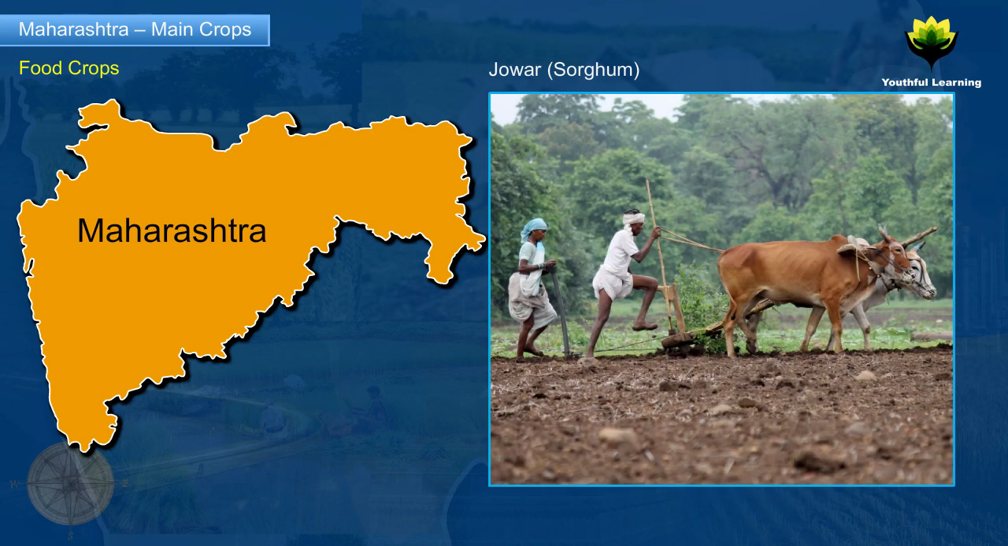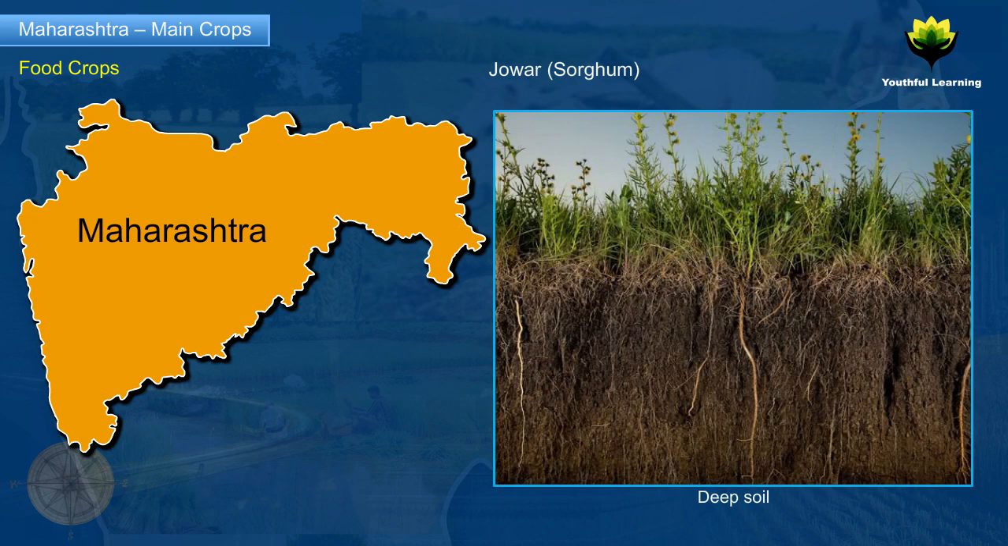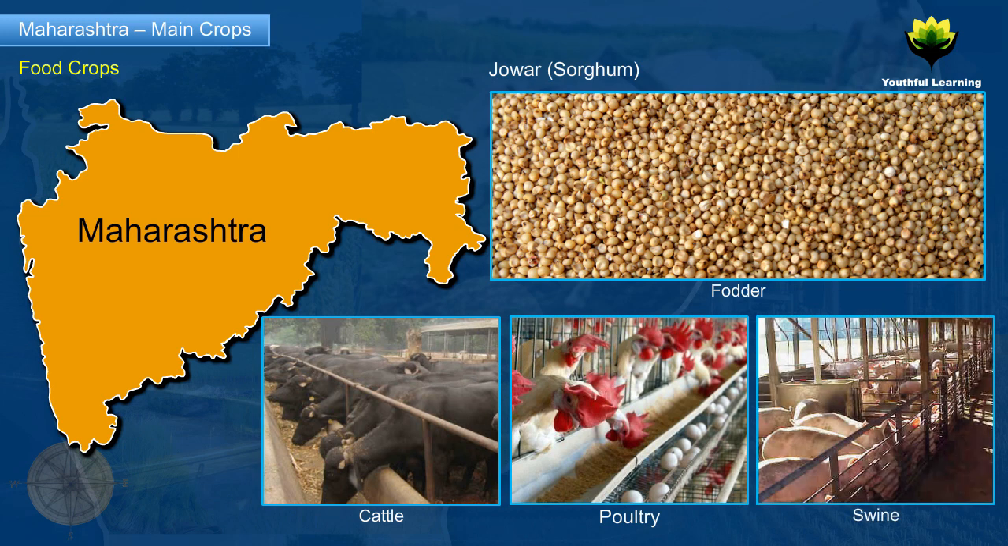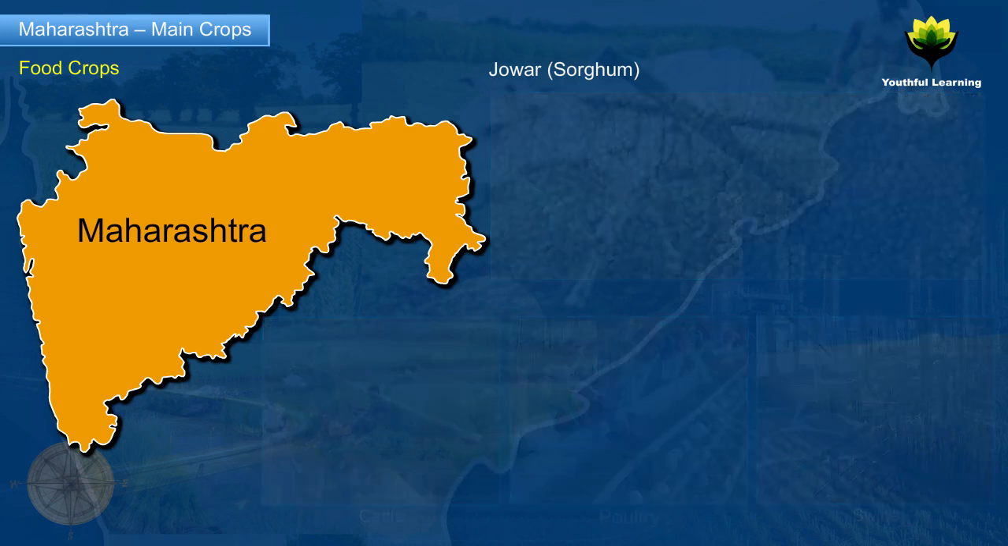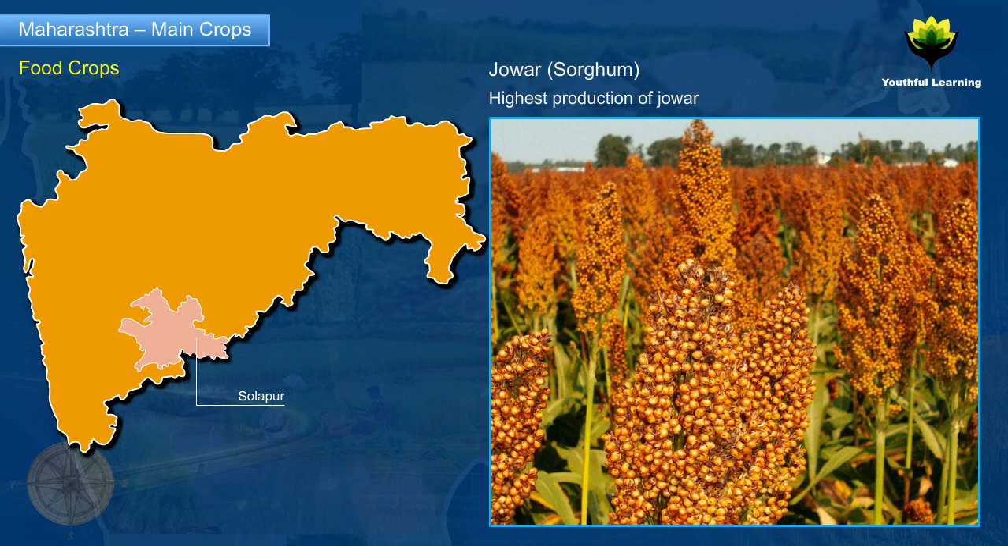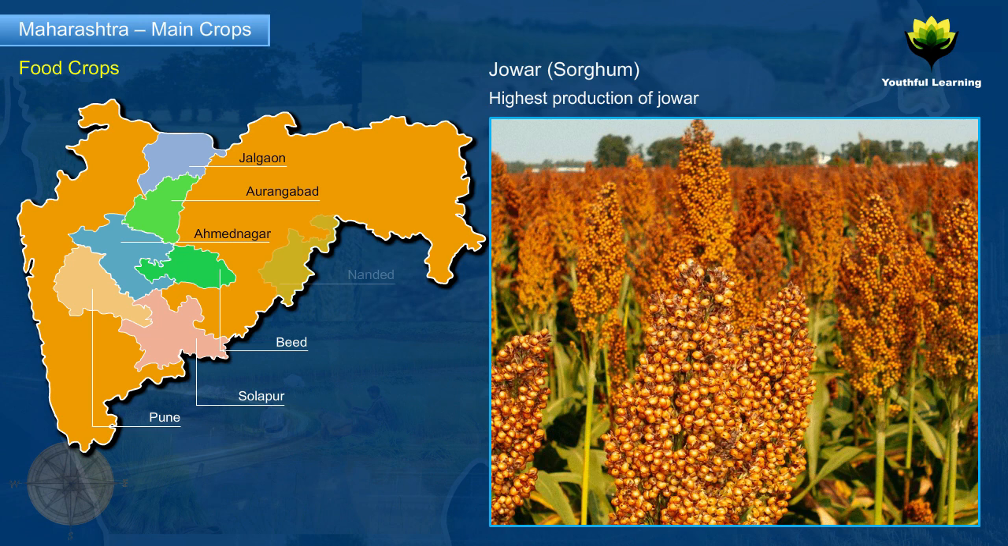It grows best in deep soils, as these soils retain water from the subsoil. It is also used as fodder for cattle, poultry and swine. In Maharashtra, Solapur district has the highest production of jawar, followed by Ahmednagar, Beed, Jalgaon, Aurangabad, Pune, Nanded districts, etc.